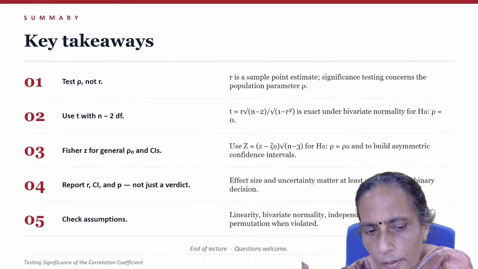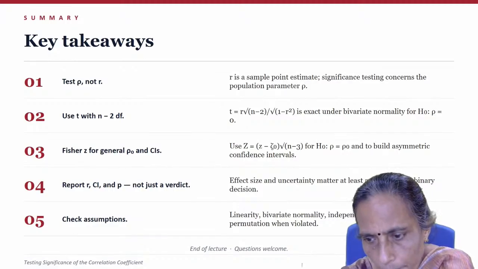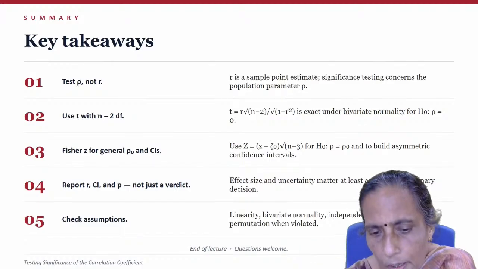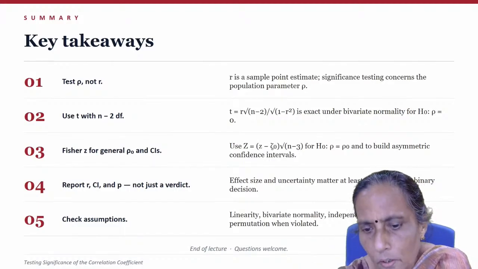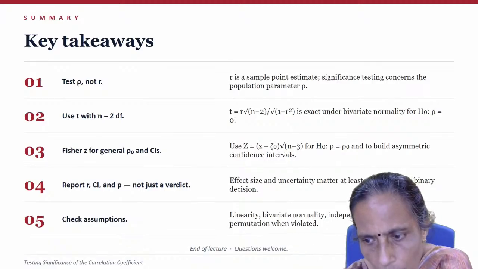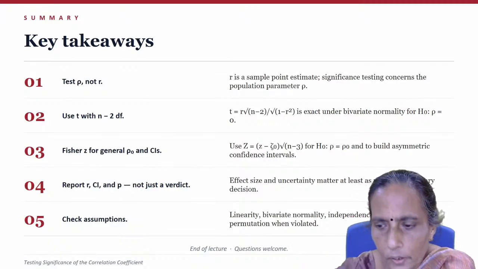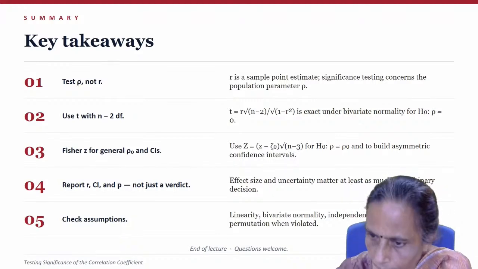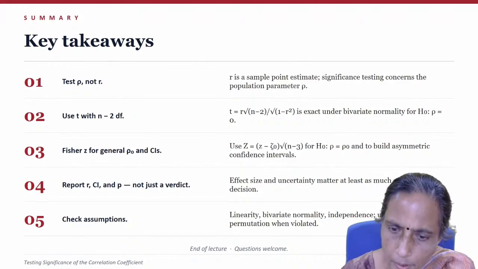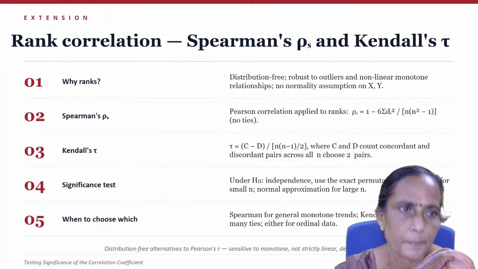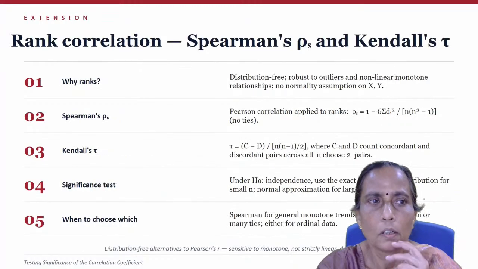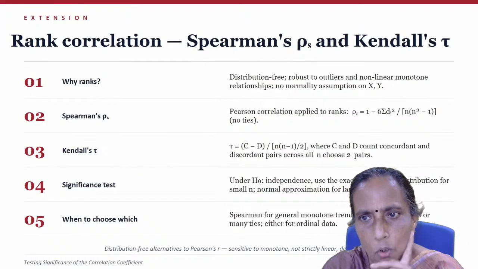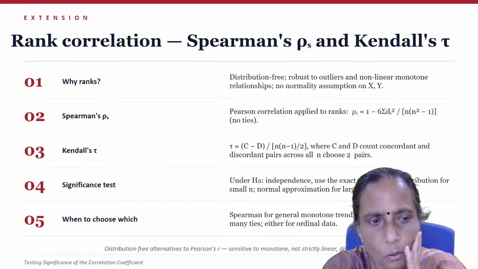Check assumptions: the assumptions should be linearity, and both the variables having bivariate normality. This should be independent, and if not bivariate normal, then use Spearman or permutation when violated. So, extension, you may say rank correlation, that is Spearman's rho and Kendall's tau.